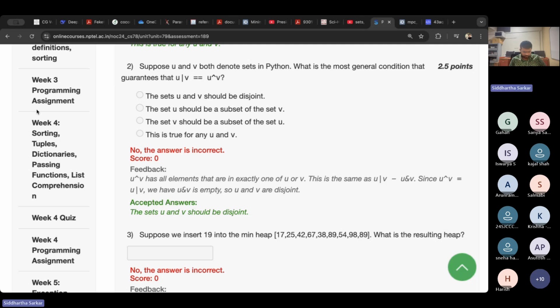There is an answer. Arun Ram has given an answer on the chat. Let me check it. So Arun has inserted 19 between 17 and 25. So 19 is in the second position. All right. Remaining things are as they are. Is there any change in the remaining things? No, I think.